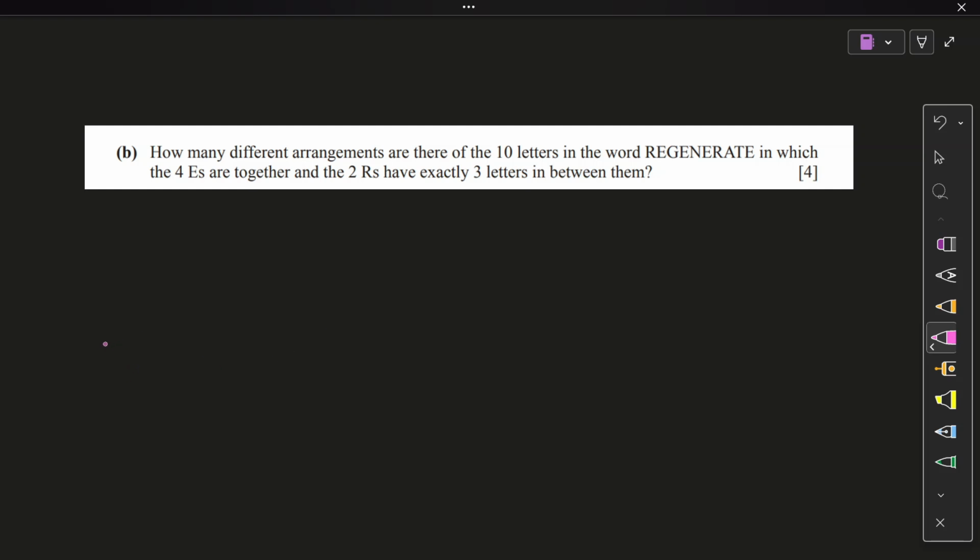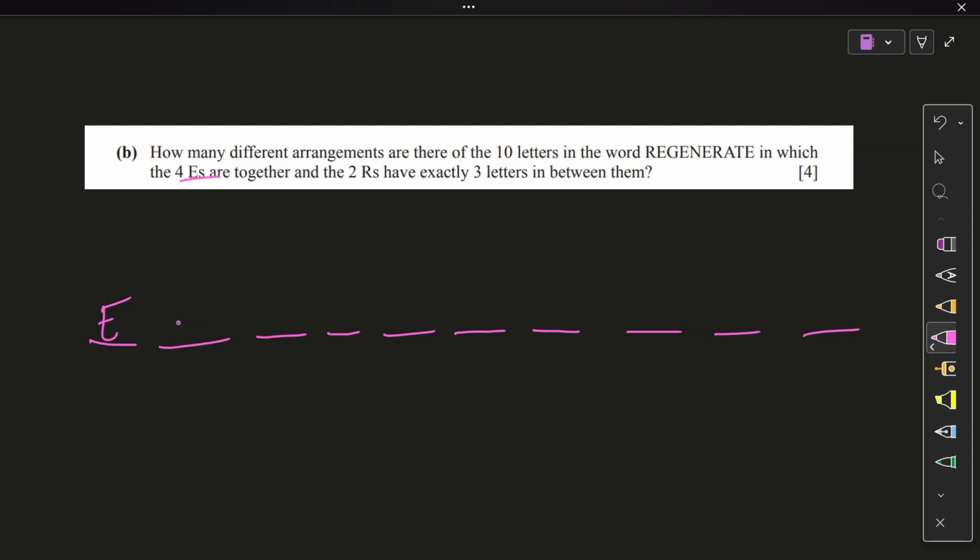So firstly we have 10 positions, 1, 2, 3, 4, 5, 6, 7, 8, 9, 10. All E's have to be together. 4 E's I have, right? 4 E's. What mistakes did we make? We forgot the repetitions. That's something to keep in mind. We counted wrong. That's something to keep in mind. That's what we're going to make sure we do not do here.